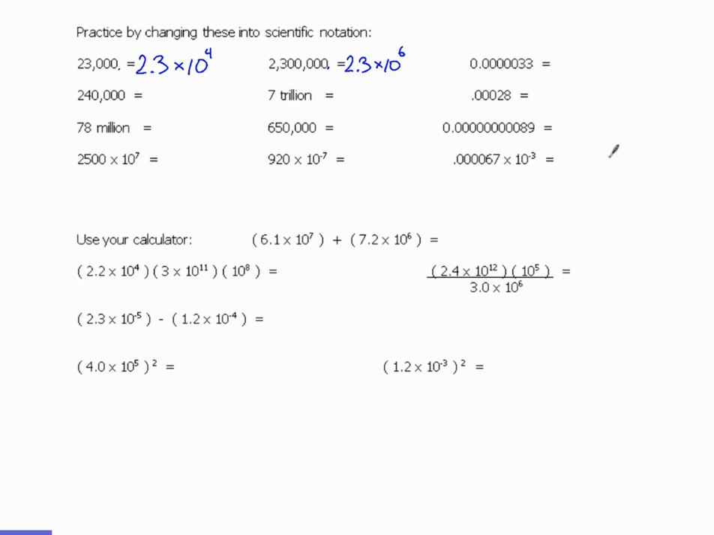0.000033. This is a very small number. It's going to work the same. My number between 1 and 10 is 3.3. Multiply that by 10. The exponent is going to be negative because we have to move the decimal point to the right. We have a small number. We're going to move it right 1, 2, 3, 4, 5, 6 places. We find 3.3 times 10 to the negative 6th power.